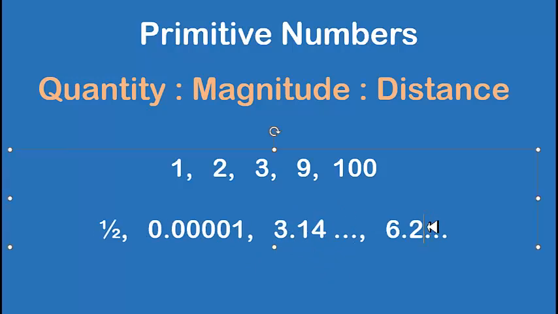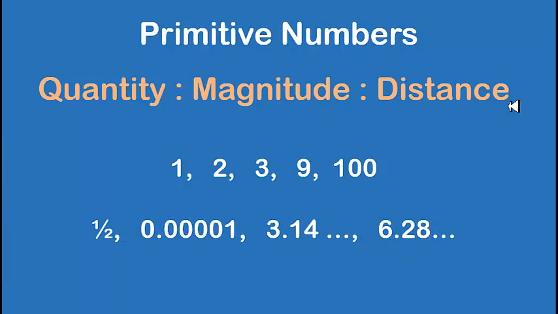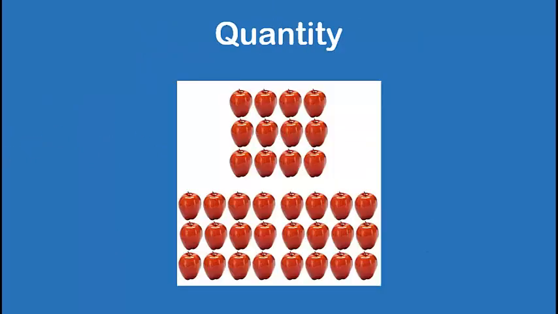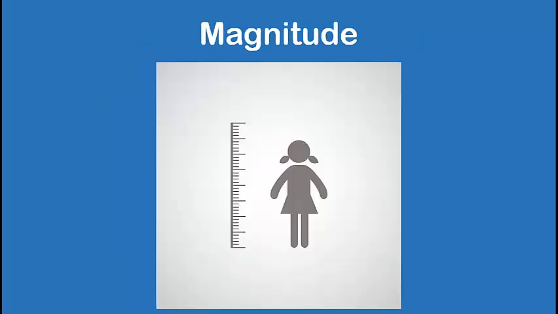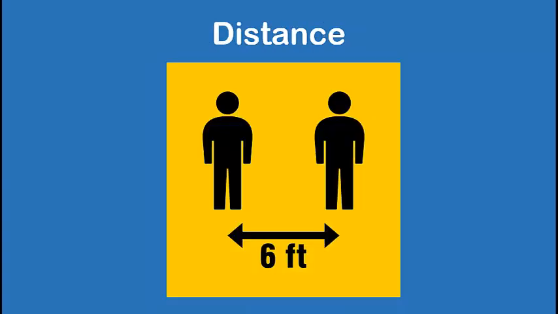Oh, that did that wrong, 1.6.28. And of course, 6.28 is 2 times pi, okay? So again, primitive numbers are magnitudes, they're quantities. So you can have a quantity of apples, for example. Magnitude could be measuring the height of someone. Distance is also a primitive number. When you measure the distance between someone, you just have 6 feet. Remember the good old days, 6 feet.